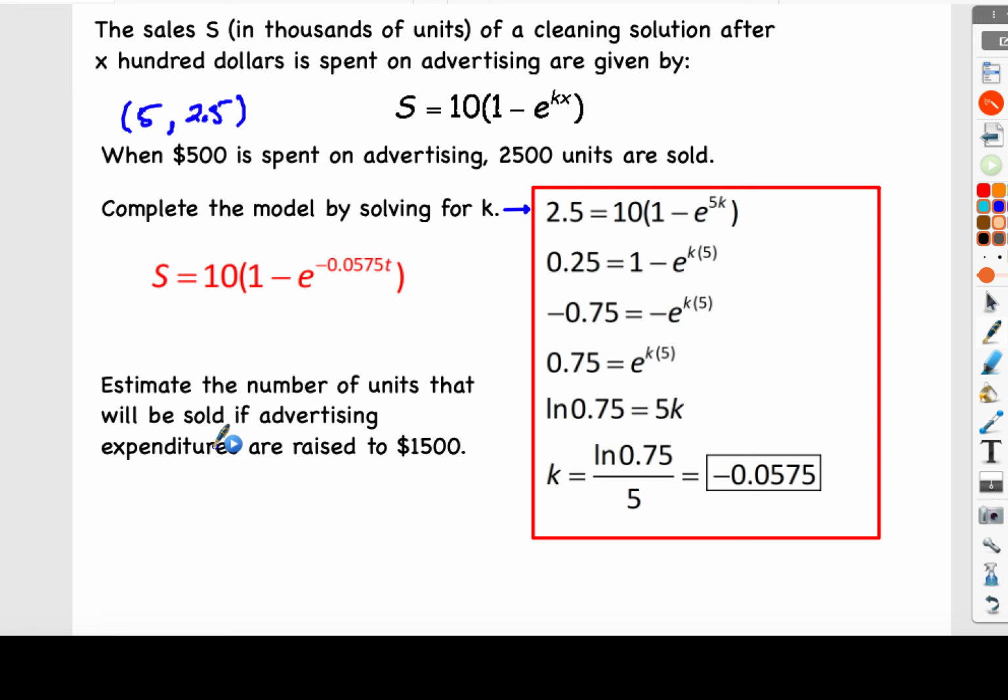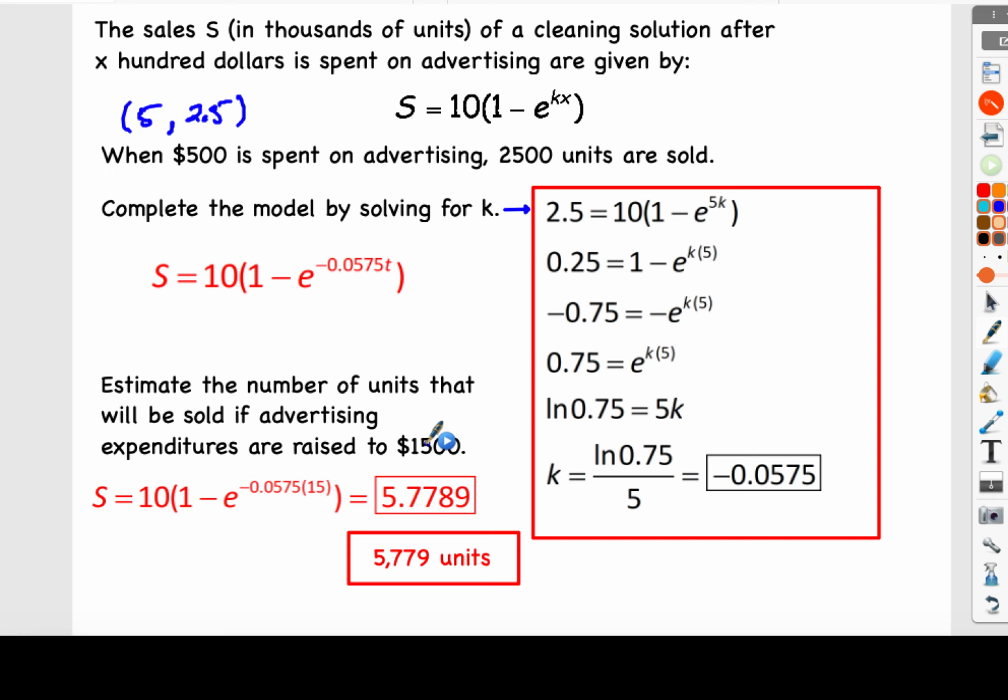Well, again, if we raised $1,500, if the expenditures were raised to that, instead of the 5, we want 15. That's $1,500. So if we just put 15 in for T, very simply, we can estimate the number of units that we would sell. And again, in thousands, we're going to move that decimal 3 spots again. That would be 5,779 units. There we go.